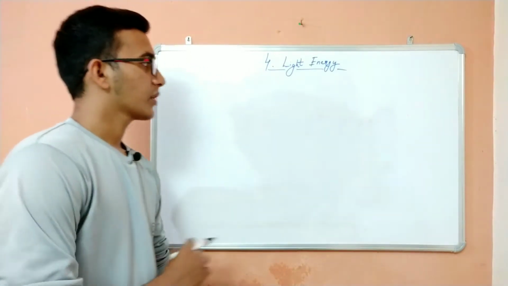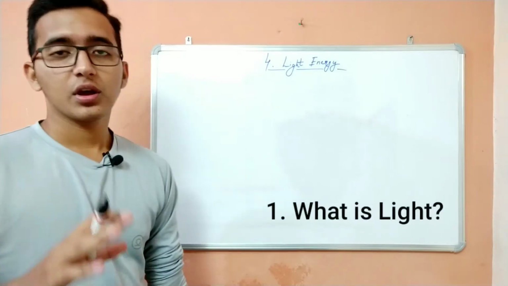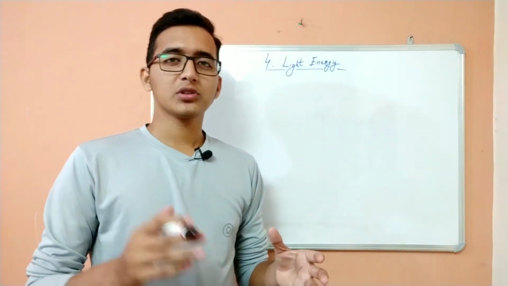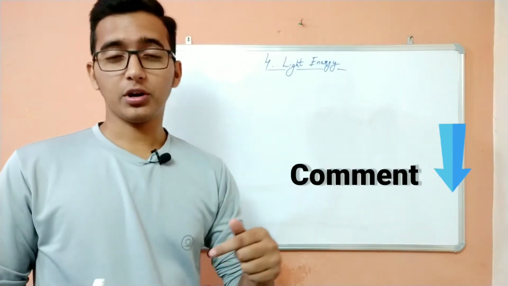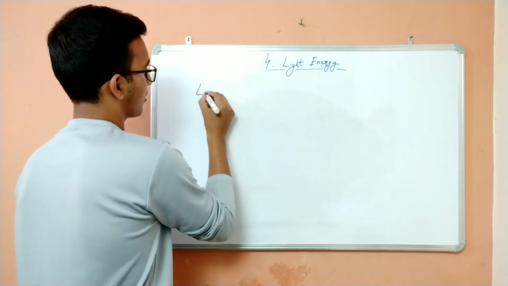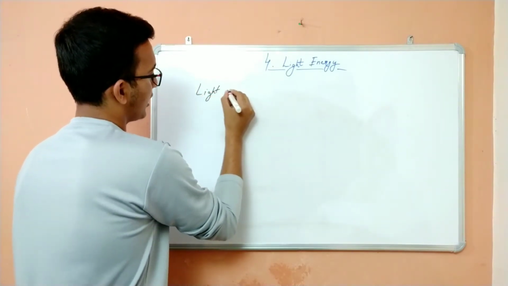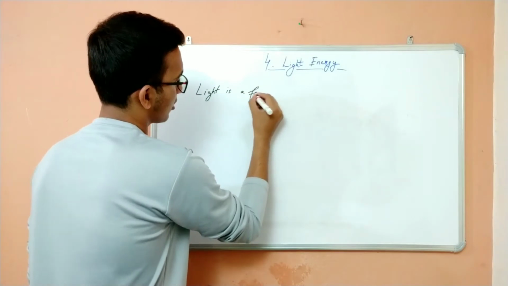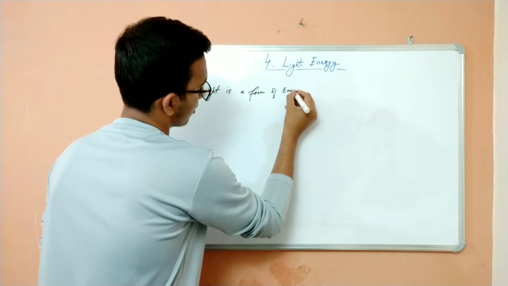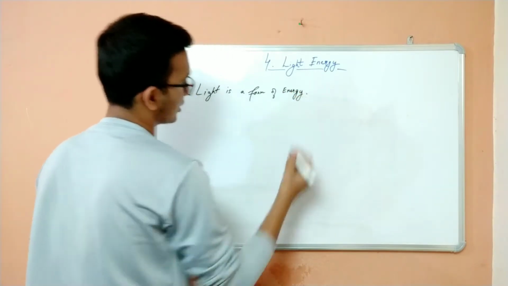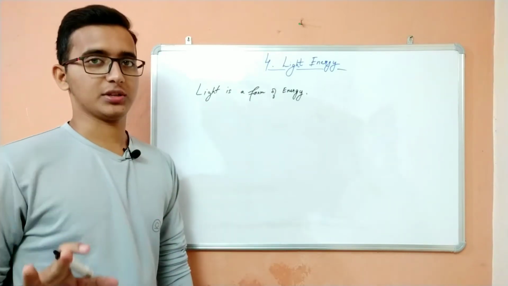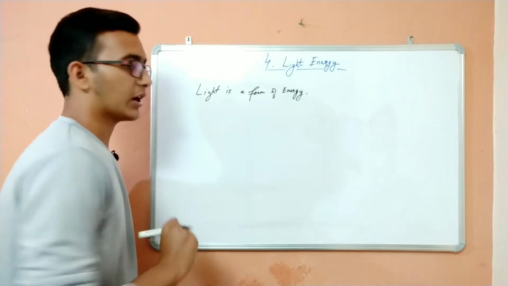So light energy, my first basic question is, what is light? If you know the answer, comment down below. Light is a form of energy. You can write it down. Light is a form of energy, and that's just it. This is all that you need to know right now.